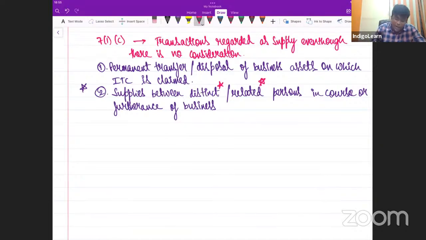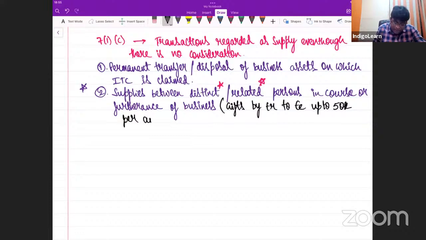Very, very important point. But one special point they told in the law is that gifts by employer to employee up to 50,000 per annum are not taxable.